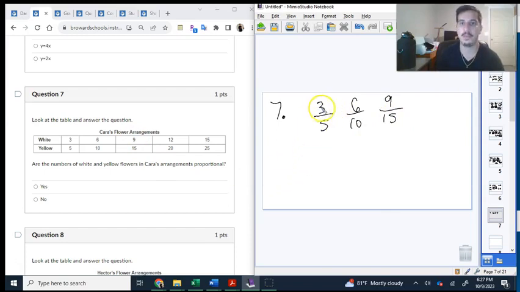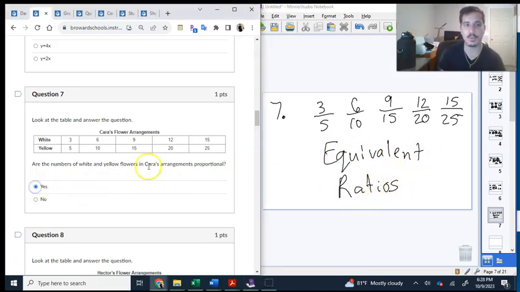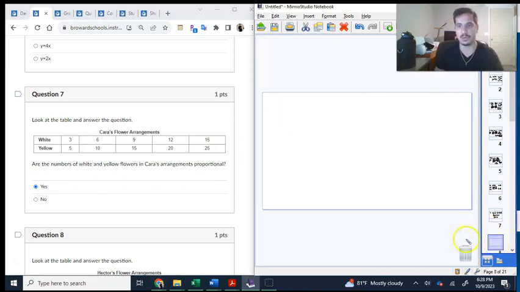Right there. I multiply the top and bottom by 4. 3 times 4 is 12. 5 times 4 is 20. Right there. And then I multiply the top and bottom by 5. 3 times 5 is 15. 5 times 5 is 25. That is how I know it's proportional, because these are all equivalent ratios. Equivalent ratios means that it is proportional. All right? That's how we solve that one.